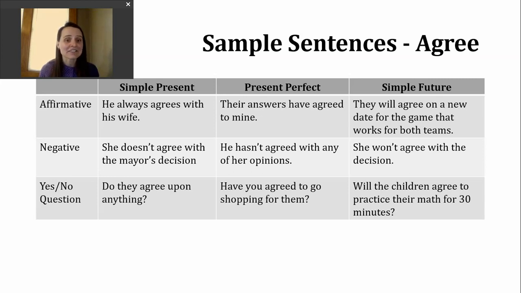Let's look at negative. To make the negative, we're going to use does not or do not and a base verb in the simple present. Here's an example sentence. She doesn't agree with the mayor's decision. If my subject had been they or you, I would have used don't agree with.